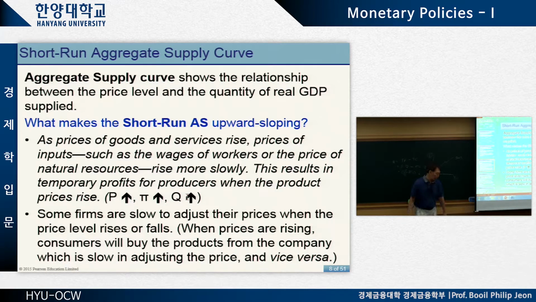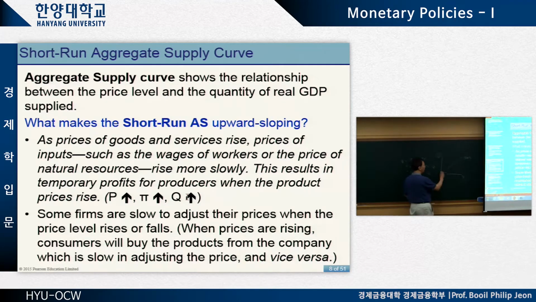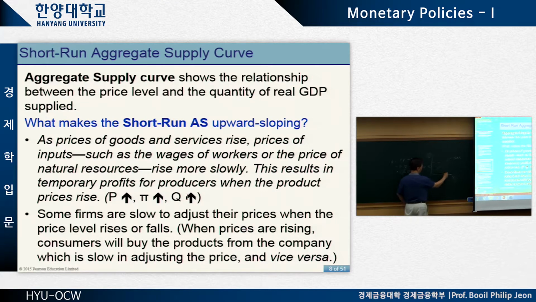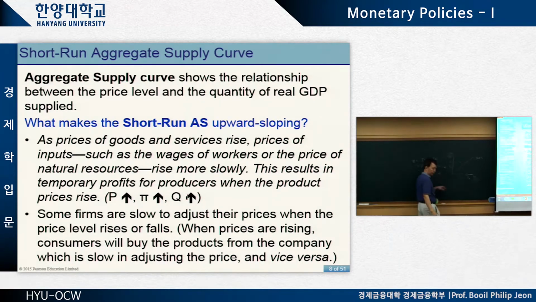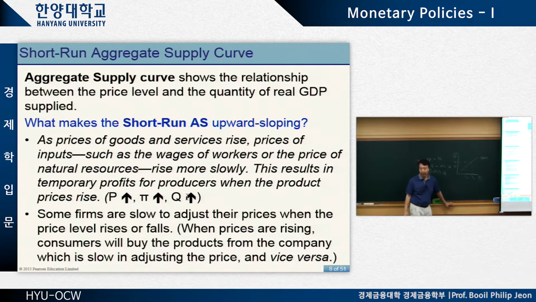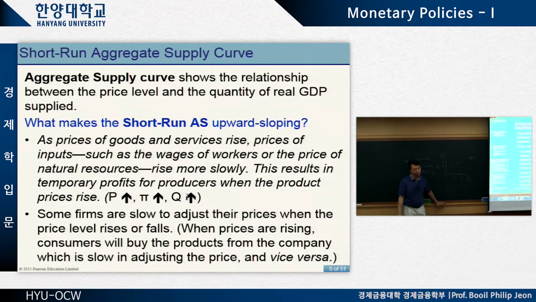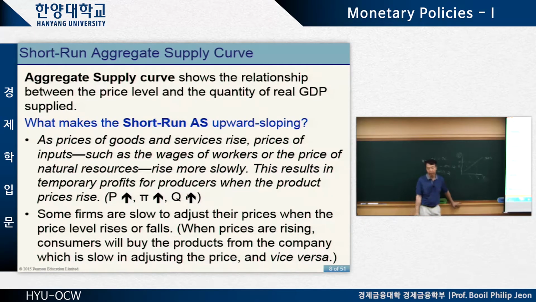Okay, so we see this positive correlation between the price level and the general output level. As the price level rises, the income and output will rise. But again, we're talking about a short run. In the short run, we're going to see this positive correlation.